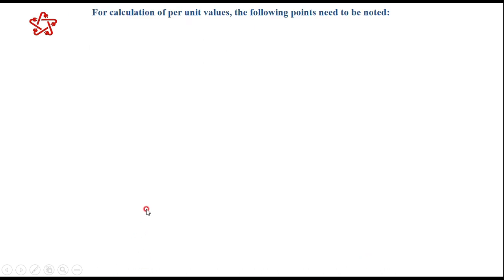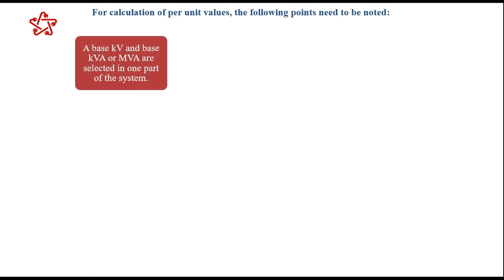Then what are the steps involved in the per unit calculations? That we will see stage by stage here. That is, you have to choose base kilovolt and base kVA or MVA in any one part of the system. The first step is to choose the kilovolt as a base quantity and kVA or MVA, the two quantities, voltage and volt ampere. Voltage is usually taken in kilovolts and the volt ampere can be taken as kVA or MVA in any one part of the circuit.